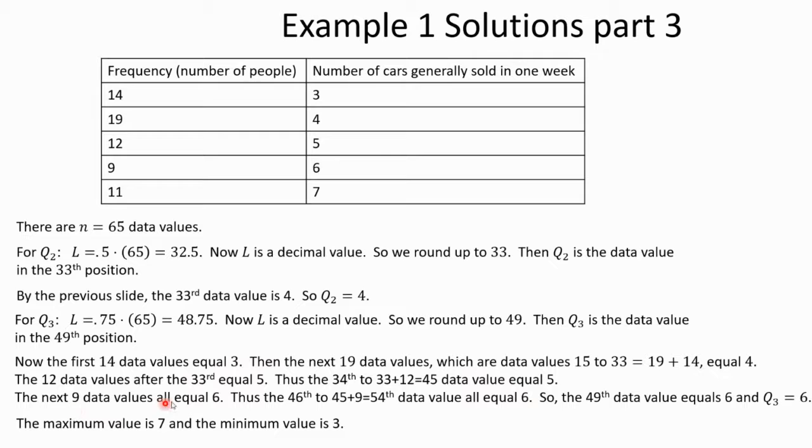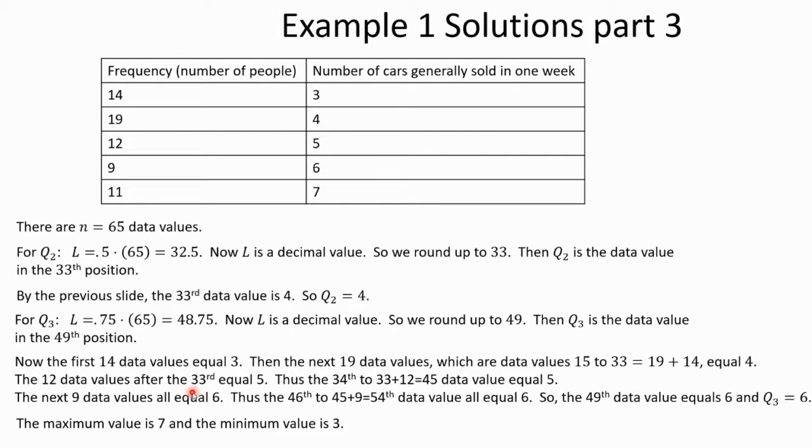Okay, right? So we started at 33. We had 34, 35. We added 12 to 33, right? That's how we got 45, from 33 to 45. All of them equal 5.